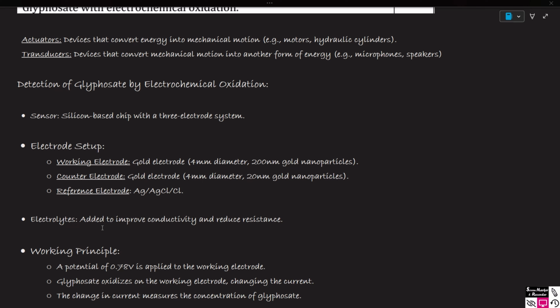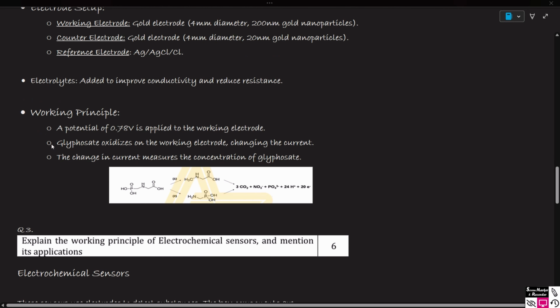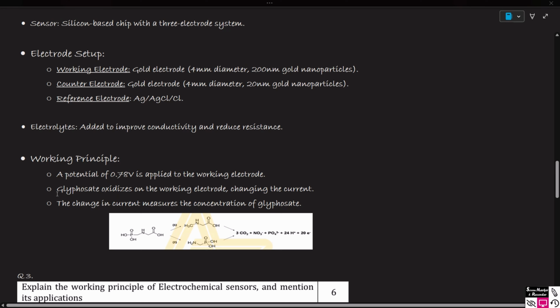Okay, electrolytes. Additionally, electrolytes are added to improve conductivity and reduce resistance. As we are going to judge the detection of glyphosate based on current, so we are adding electrolytes. So the working principle here is we are connecting a 0.78 volt potential to the working electrode. Glyphosate oxidizes on the working electrode, changing the current. So the change of current defines the concentration of glyphosate. This is the reaction we need to write for reference purpose, and it carries marks.